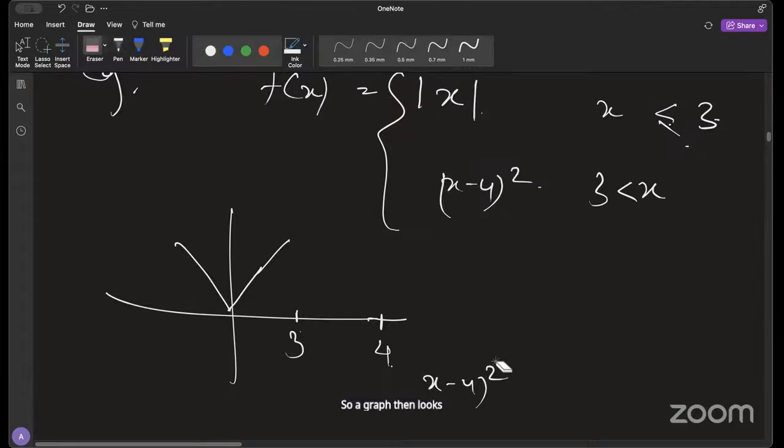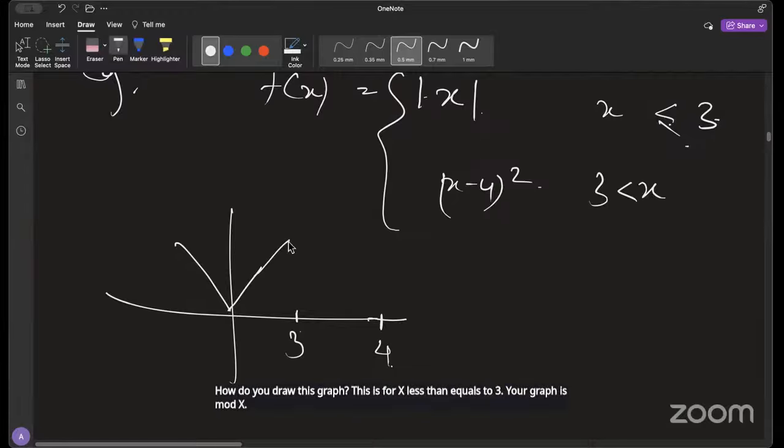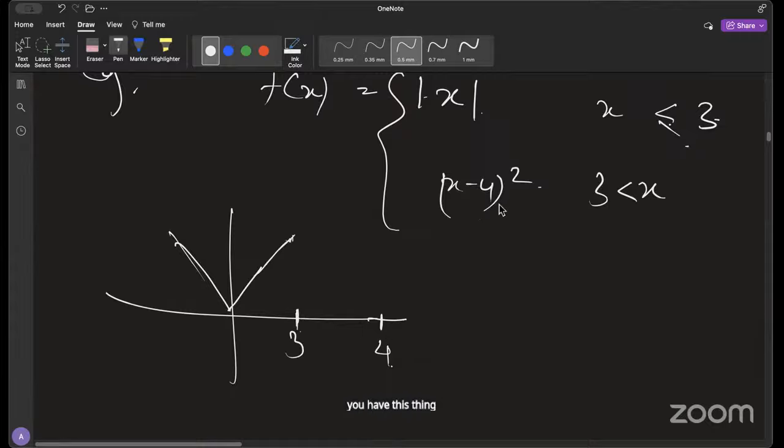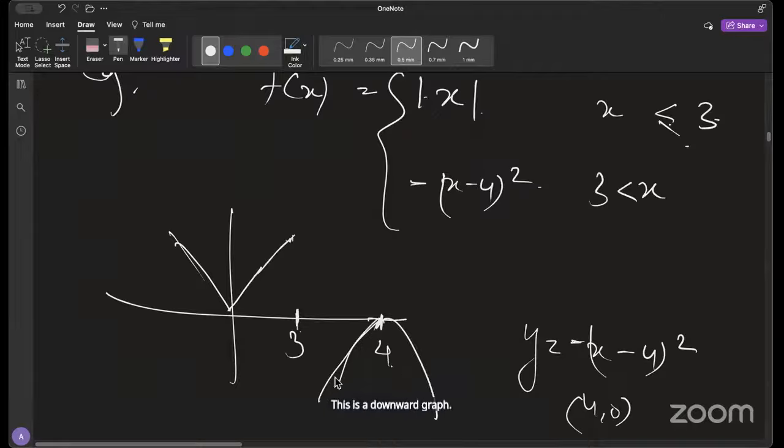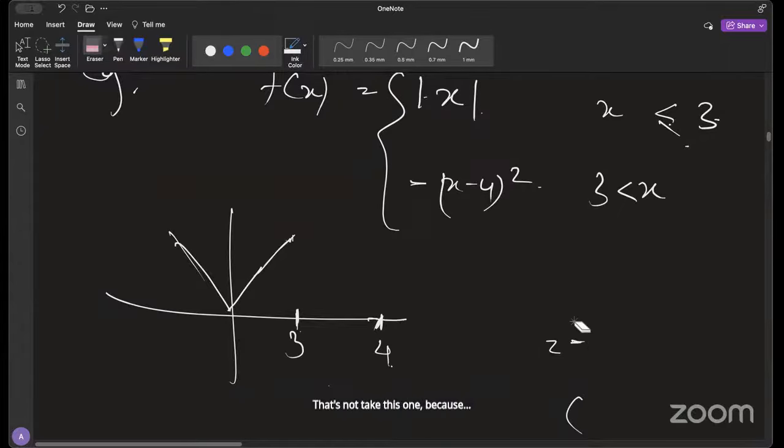So the graph then looks like this. How do you draw this graph? This is for x less than or equal to 3. Your graph is mod x, so it's this, till this point. And then at x equals 3, you have this thing. How do you draw the graph of y equals x minus 4 squared? The vertex is 4, 0, which is this point. And let's take minus here. This is a downward graph. Or let's not take this one because then it won't be a function.